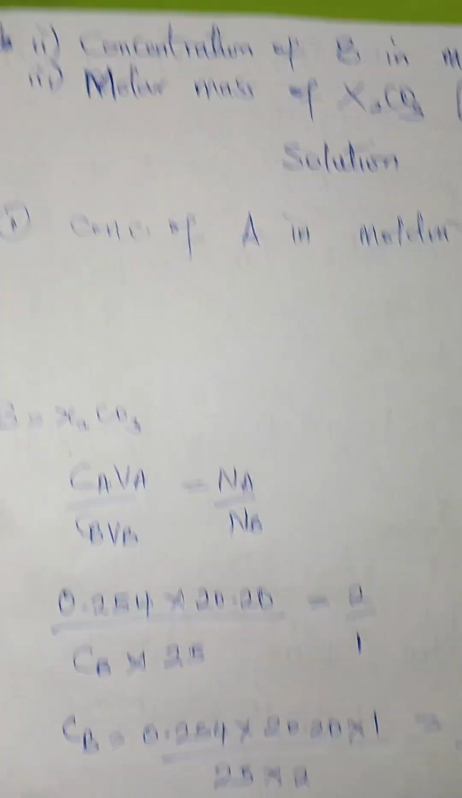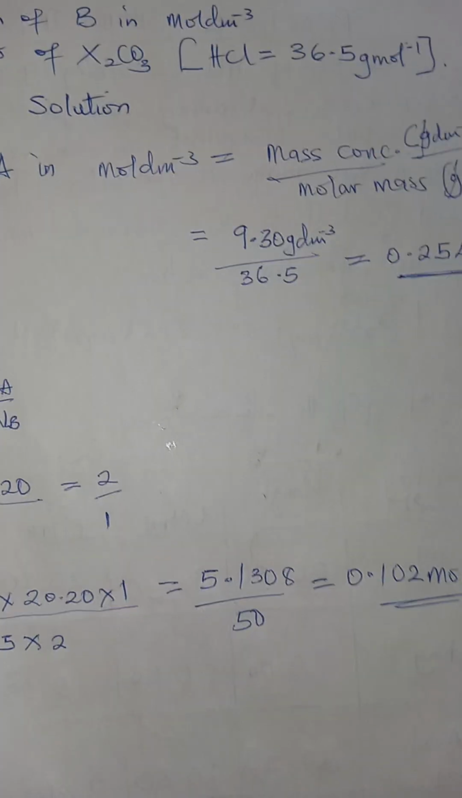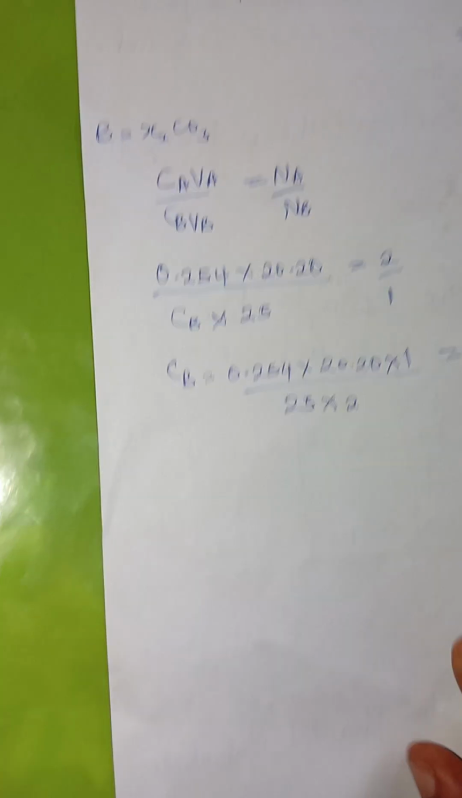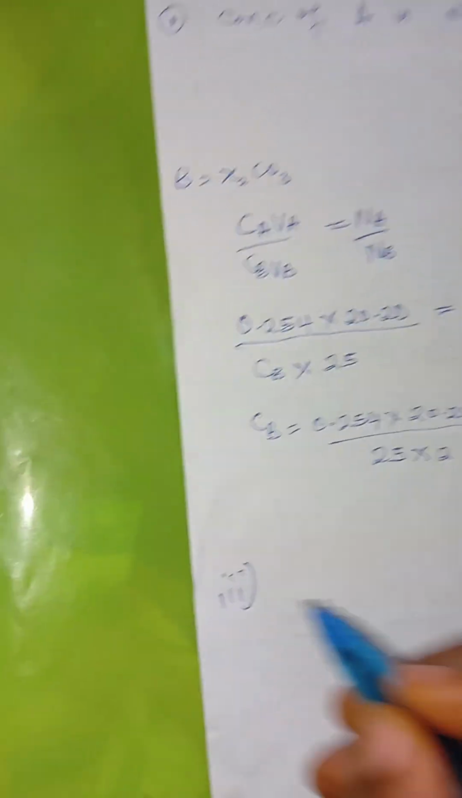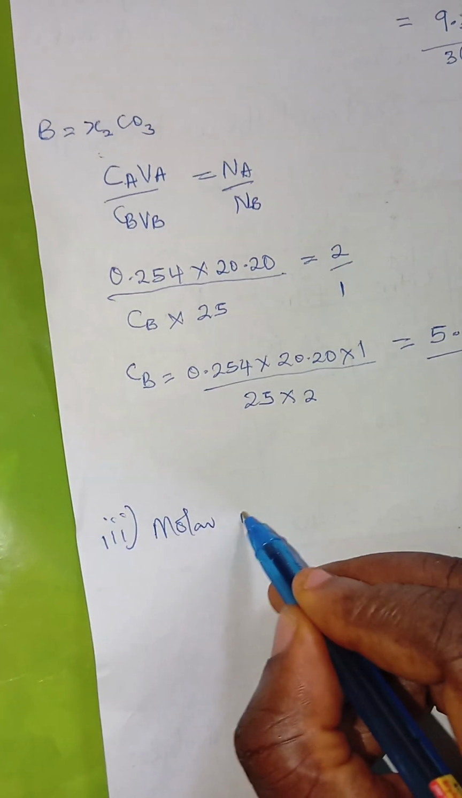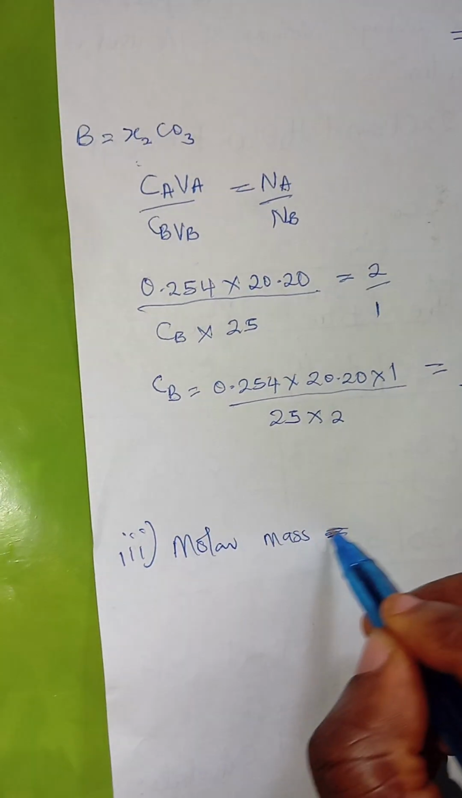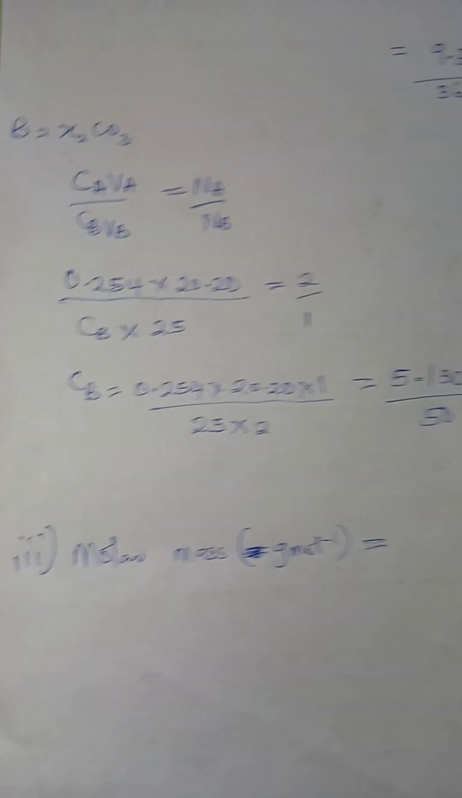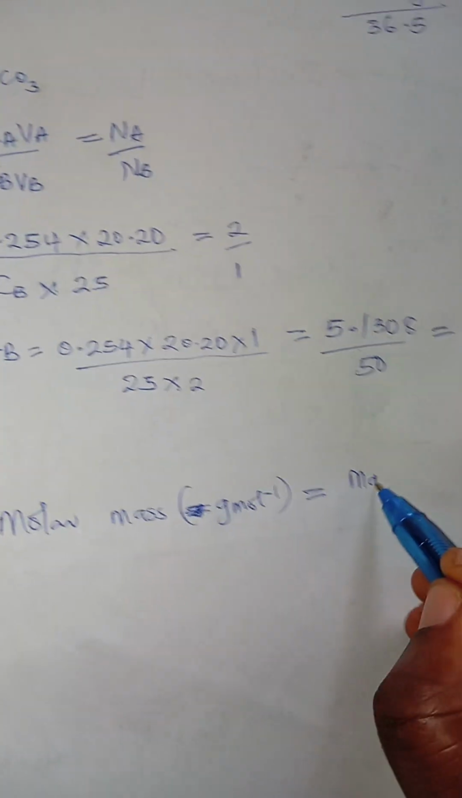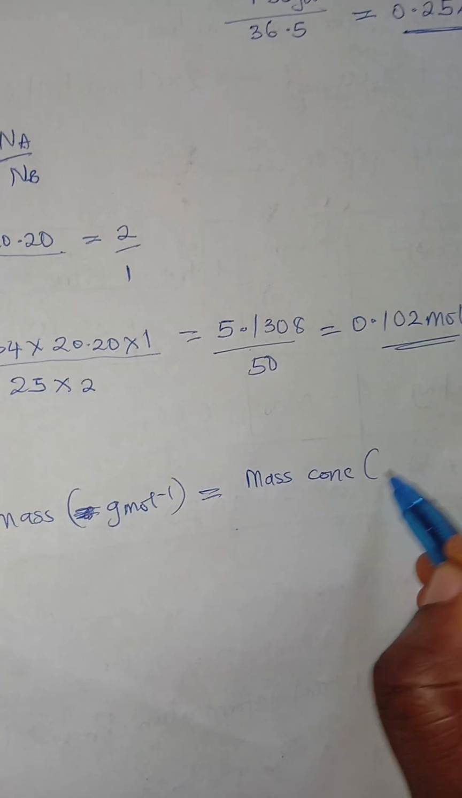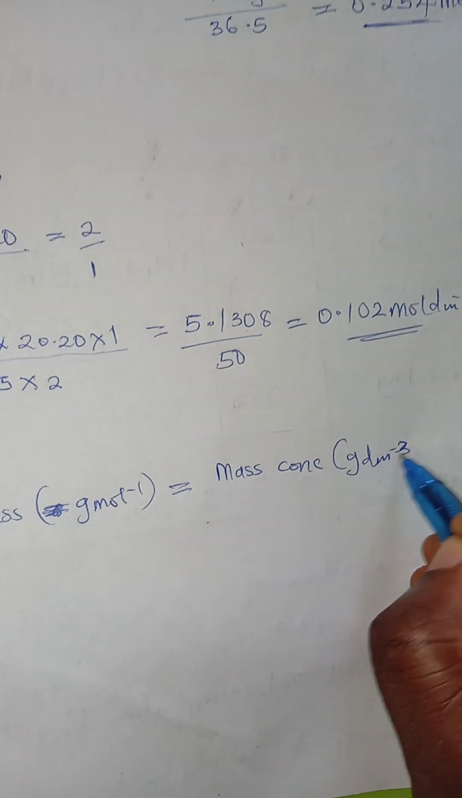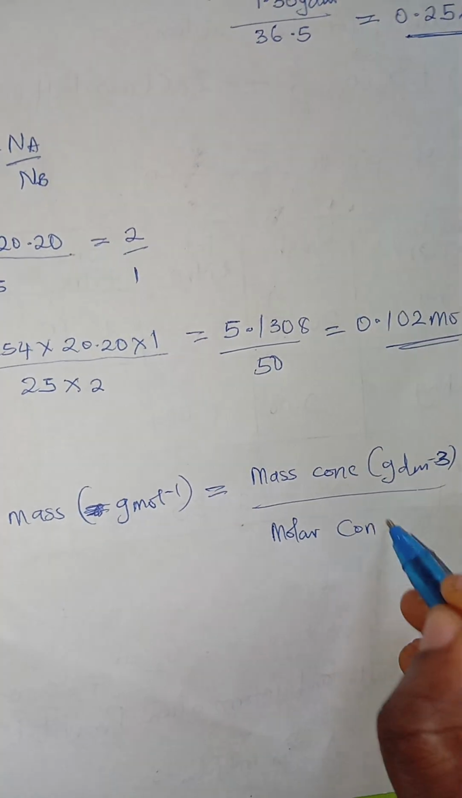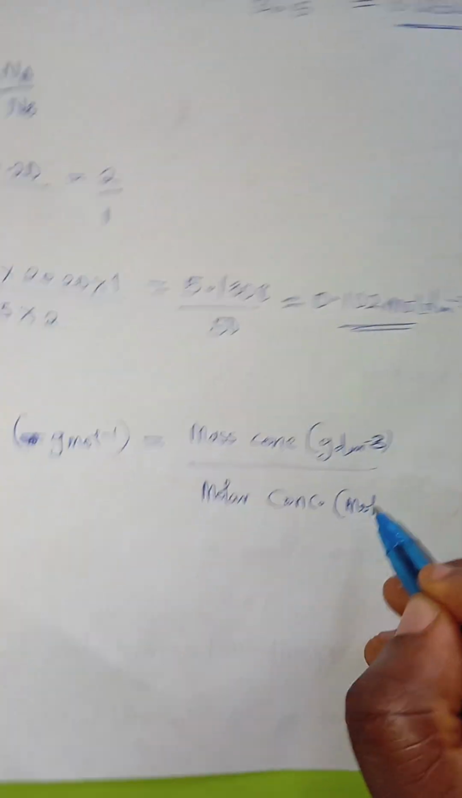Okay, and the last question says the molar mass of X2CO3 when HCl is given. The molar mass of HCl is given. It's very simple. Just make molar mass subject of the formula. Now, how do you get your molar mass? Molar mass is always in gram per mole. Molar mass should be mass concentration, which is in gram per dm cube, all over molar concentration. Are you following? Molar concentration is in mole per dm cube.